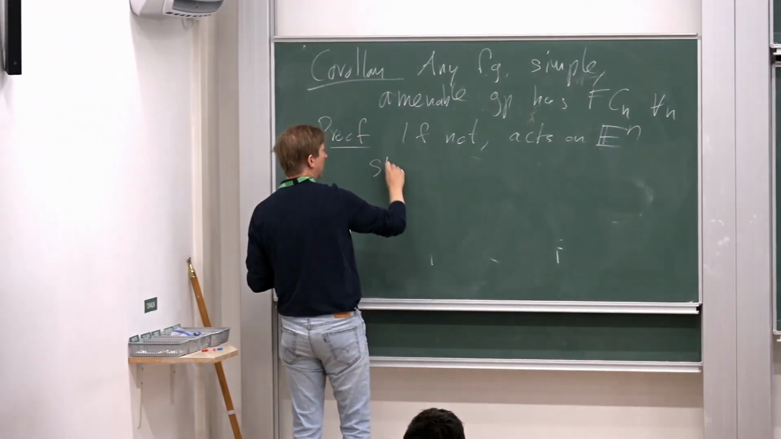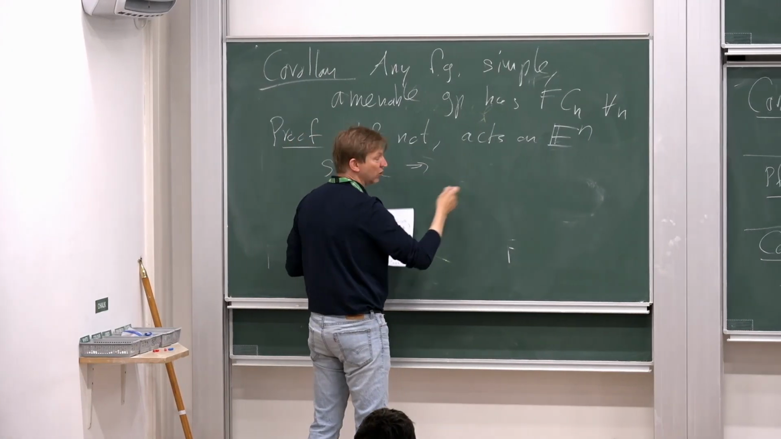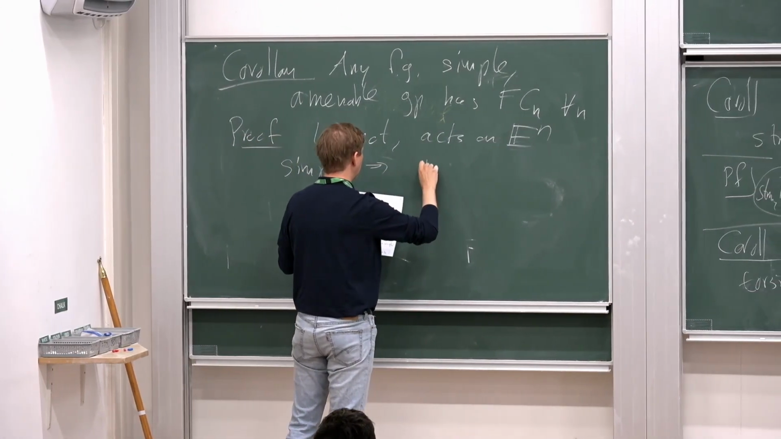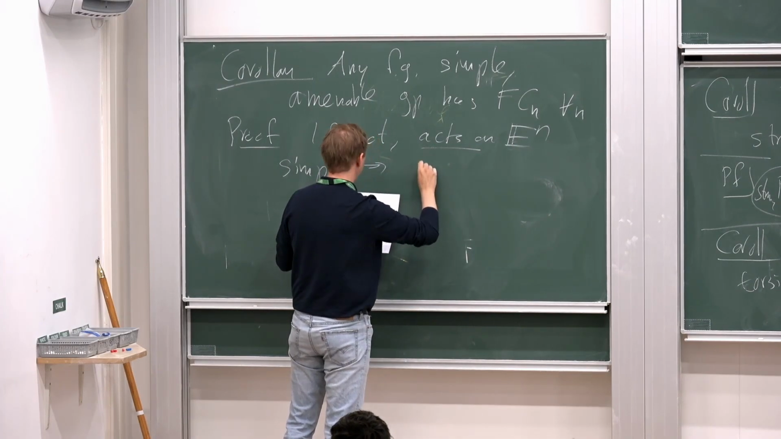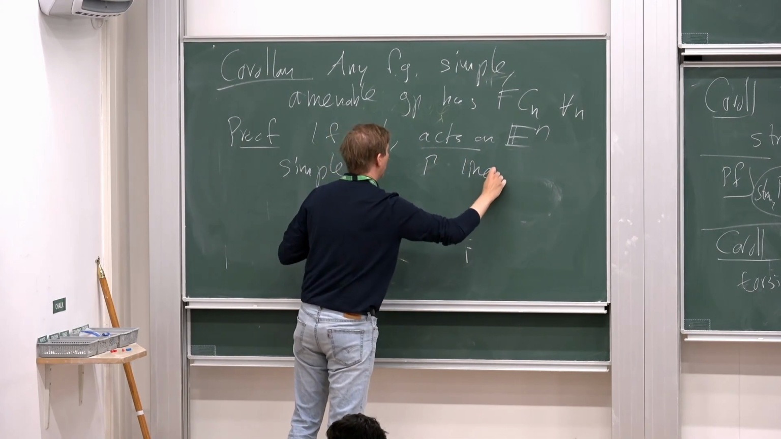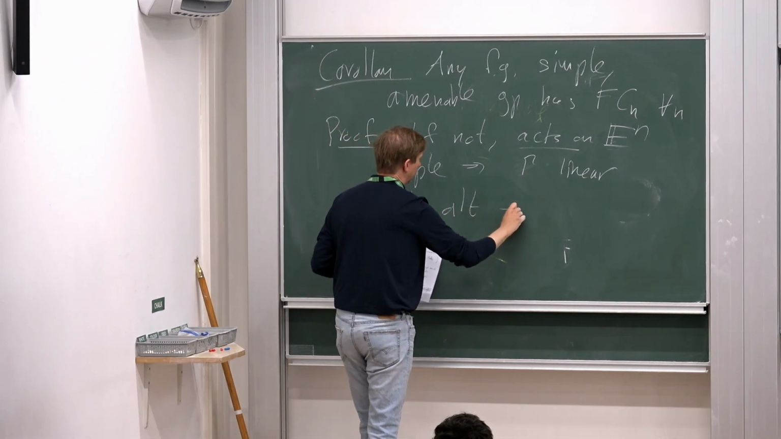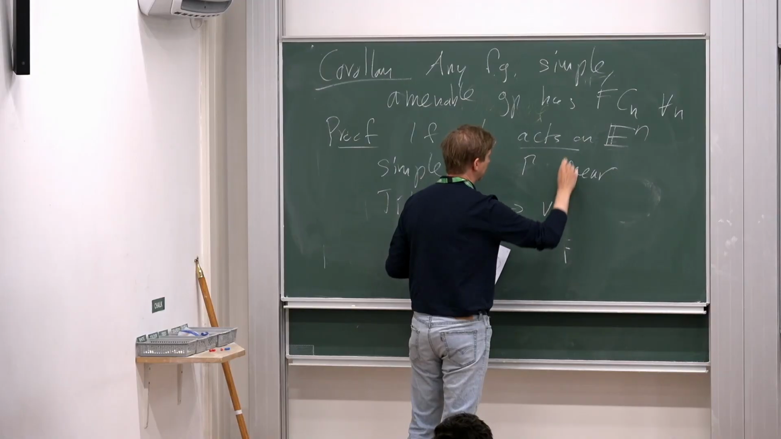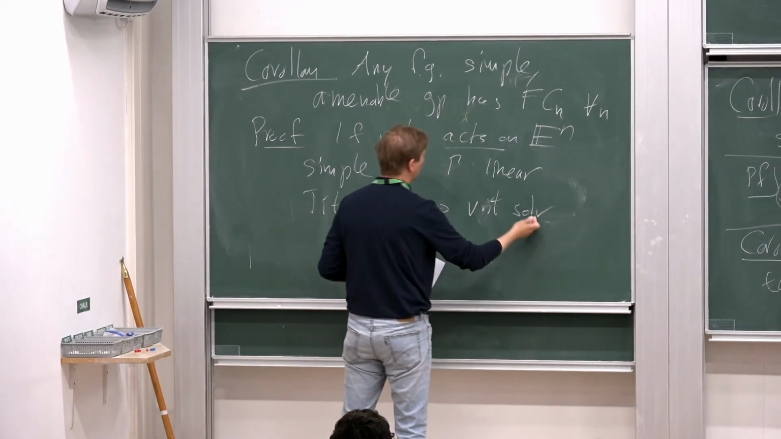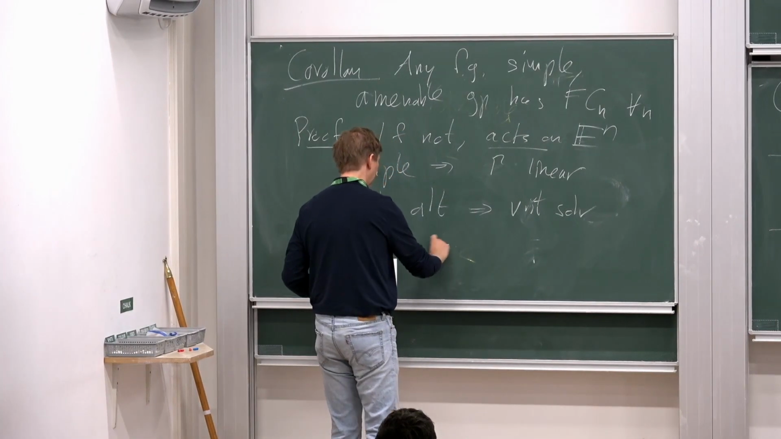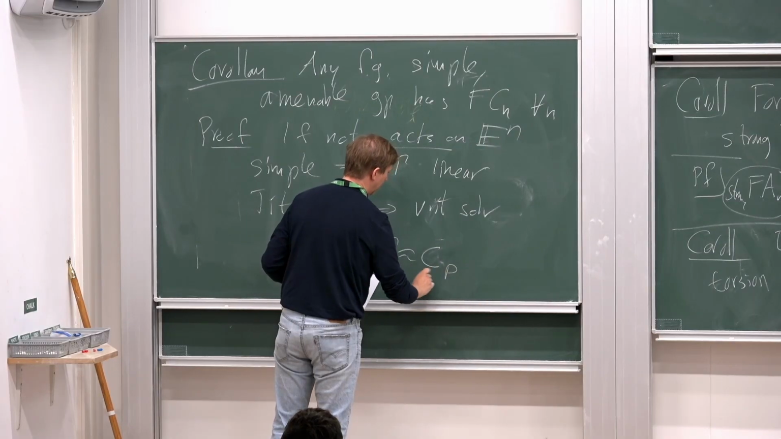But now it's simple, so it means that the group has no normal subgroup, right? So this action has to be either trivial, so it means that gamma is linear in this case, and that means there's the Tits alternative. It shows that since it's amenable, it's virtually solvable. And solvable and simple doesn't go together. It probably means that gamma is a cyclic group of order P.